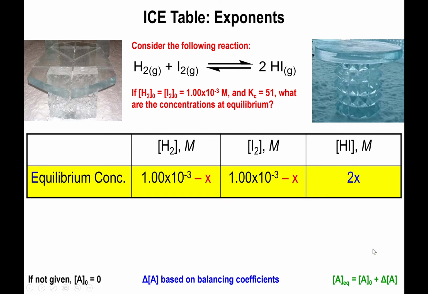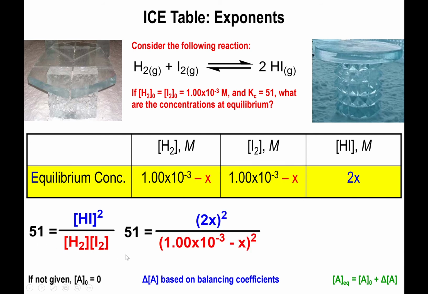Alright, if we now input the equilibrium concentrations in terms of x into the equilibrium expression, we have the 2x raised to the second power, and the 1 times 10 to the negative 3 minus x raised to the first power for both H2 and I2, right? So you have the following expression, which equals 51. And because the expressions for the equilibrium concentration are the same for H2 and I2, technically you have 1 times 10 to the negative 3 minus x times 1 times 10 to the negative 3 minus x, which is the same as 1 times 10 to the negative 3 minus x, squared.